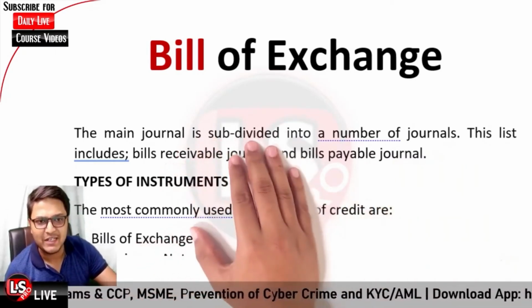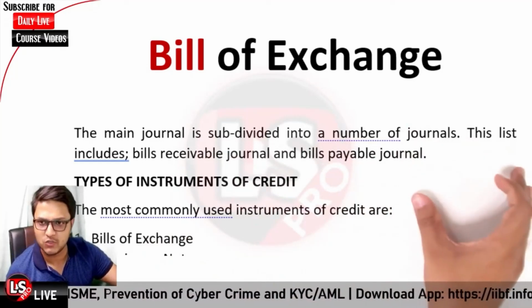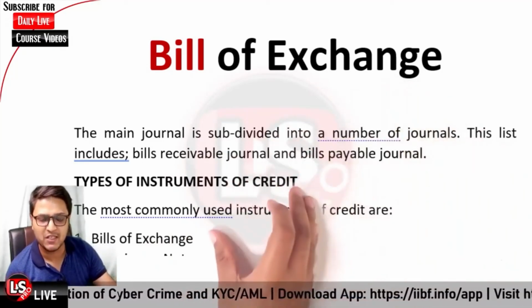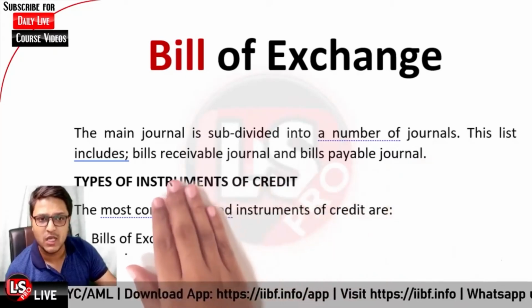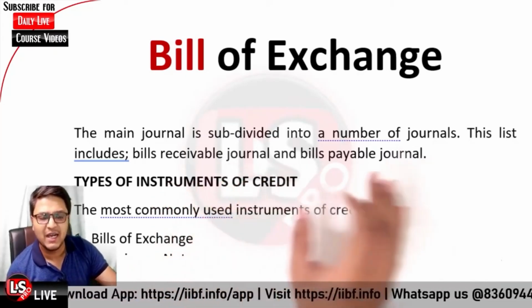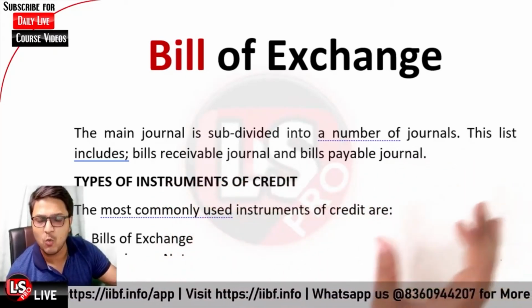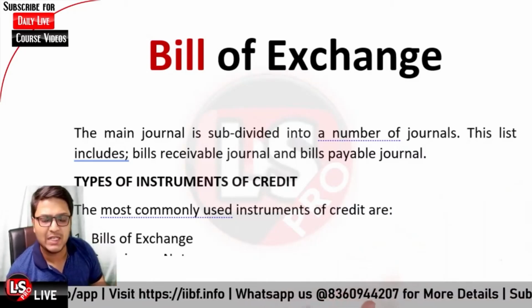The main journal itself is divided into a number of journals. So you have a main journal, which is further subdivided into journals. This also includes the bills receivable journal and the bills payable journal. Now, what is a bill?